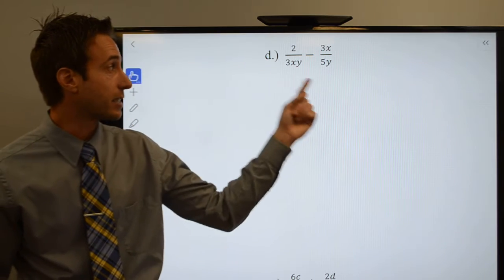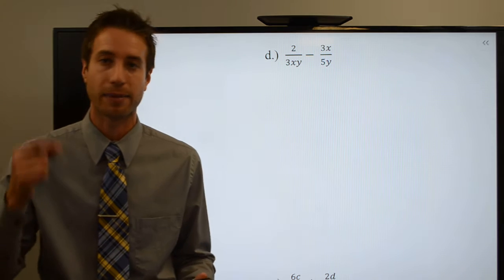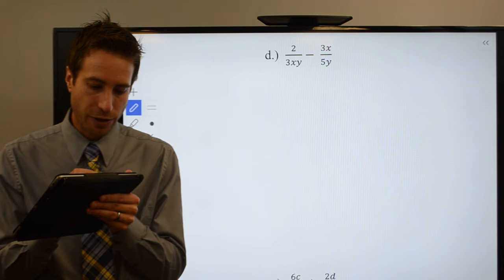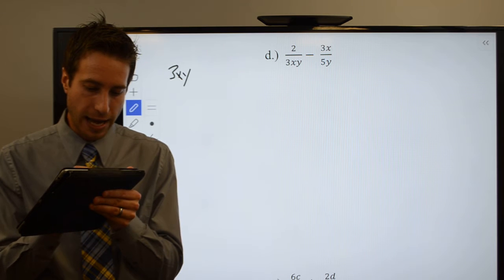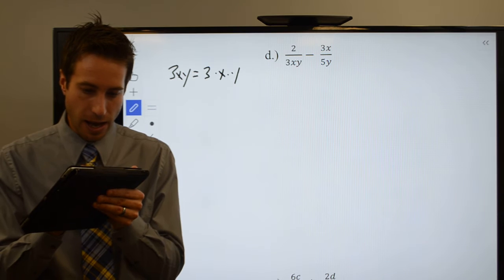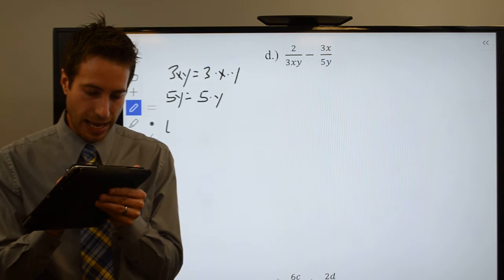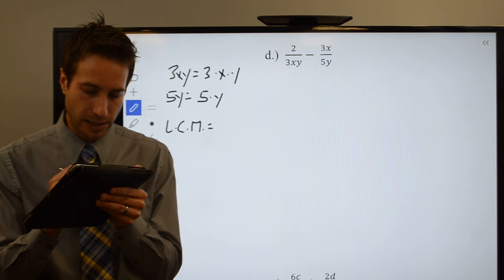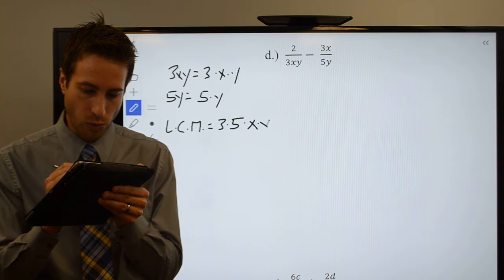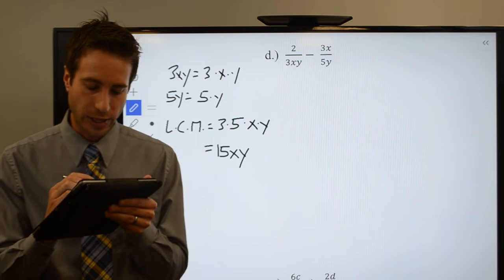I'm going to be subtracting these rational expressions, and I need a common denominator in order to do that. I'm going to make my common denominator the LCM. 3xy is factoring into a 3 times an x times a y. That one's easy. 5y, oh, there's another easy one, is 5 times y. So my LCM is going to be 3 times 5 times x times y, which is 15xy. All right, so here's what I get.